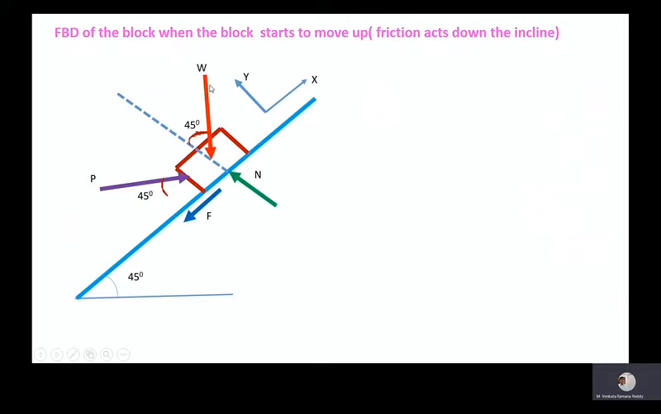Now we'll resolve W as well as P into forces along the incline as well as normal to the incline. First we'll resolve P. Along the incline is P cos 45. Normal to the incline is P sin 45. Then we'll resolve the weight force also. Along the incline is W sin 45, and normal to the incline is W cos 45.